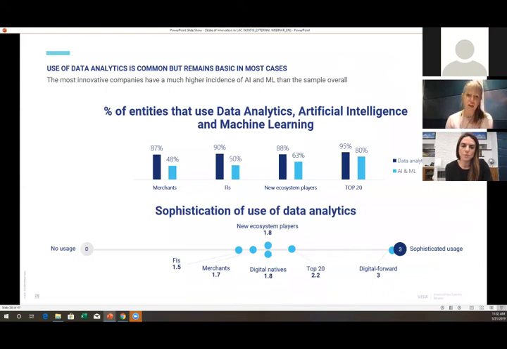We can see here at the top chart, AI and machine learning in the light blue. About 50% of financial institutions are using these, 63% of new ecosystem players, 80% of the most innovative companies are already using AI and machine learning. So we can see that there's a clear difference between the sample overall and the most innovative. However, more anecdotally, we observe that almost everyone is just trying this stuff out.